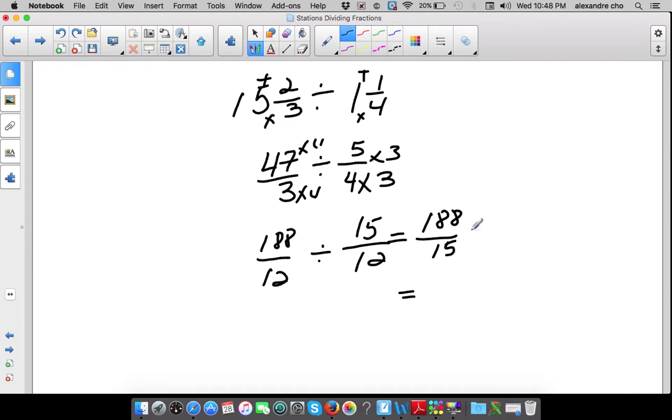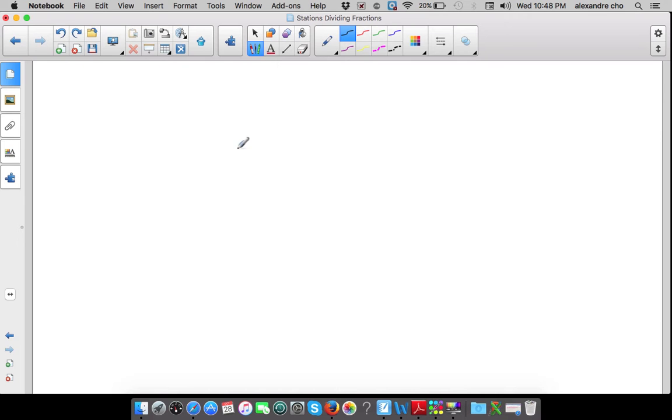You can leave it like that, or if you change it to a mixed number, it's going to be 150, 165, 180, so that's going to be 12 and 8 over 15. Remember, read the question. If it tells you to simplify, then you simplify.